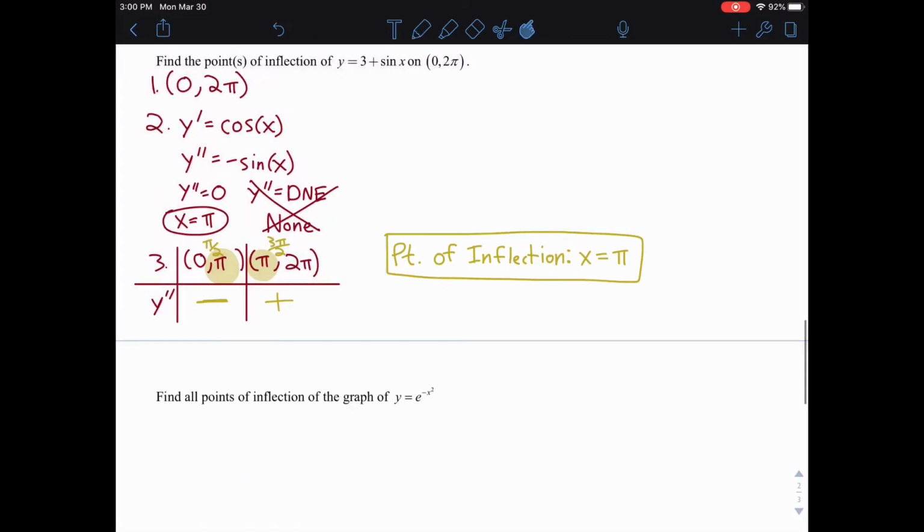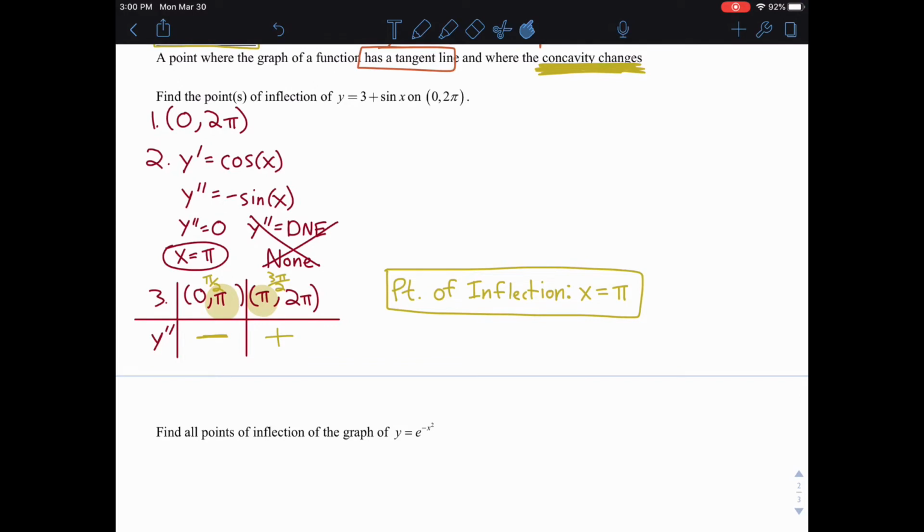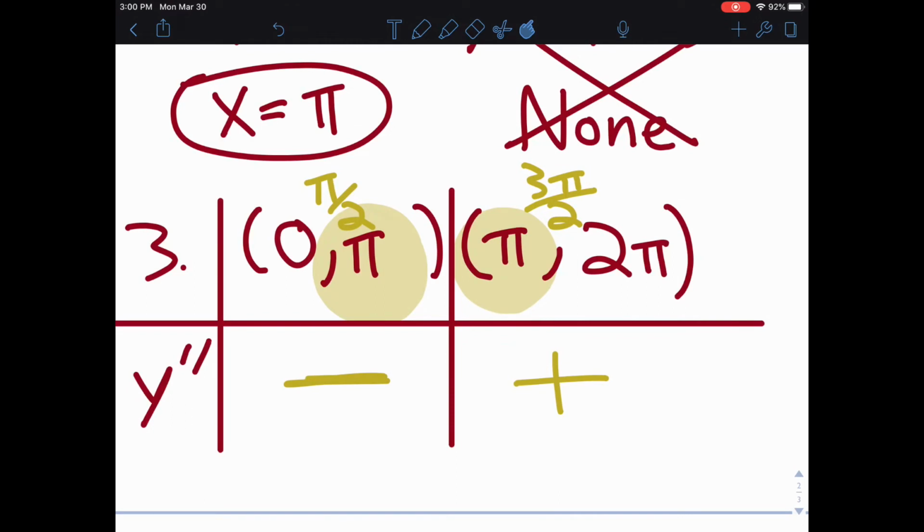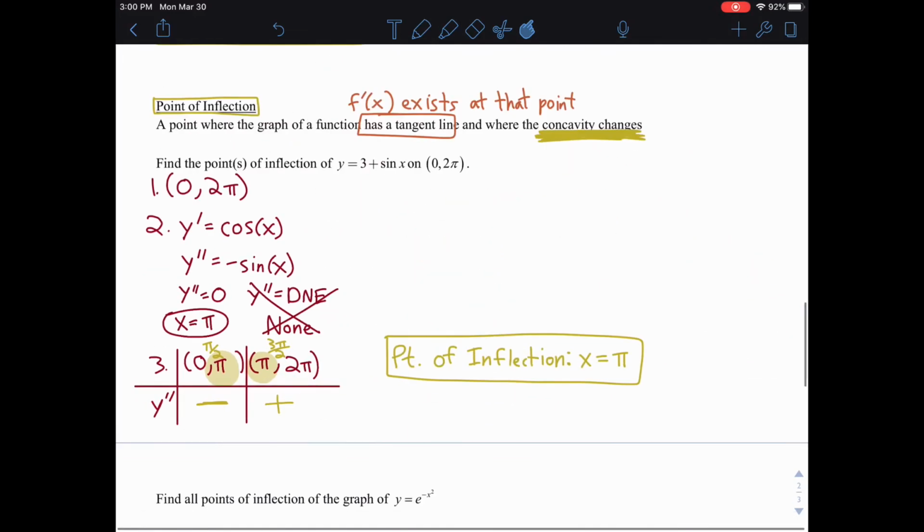At x equals pi is where the concavity is going to change for this function 3 plus sine of x, right? So you're looking for a sign change. So this is kind of like doing a local max or a local min. If the second derivative goes positive to positive, not a sign change. Negative to negative, not a sign change. But unlike finding a max or a min, we don't care specifically if it goes positive to negative or negative to positive over an interval. We only care that there is a sign change.